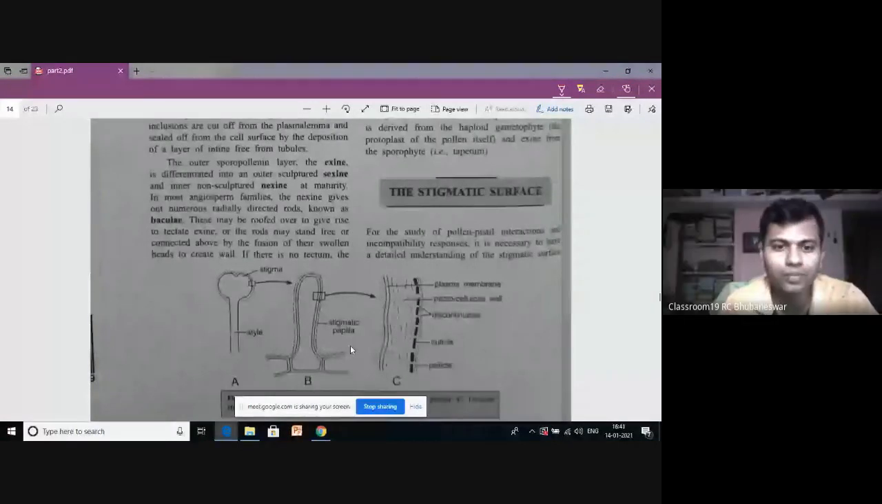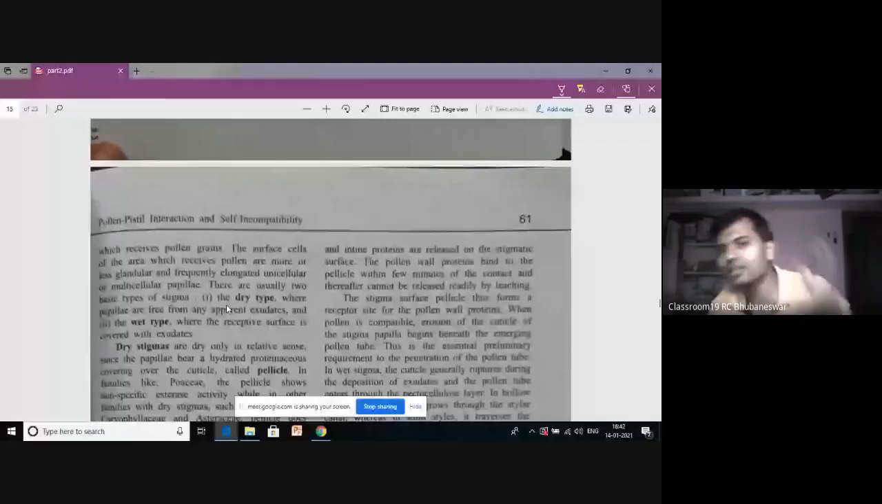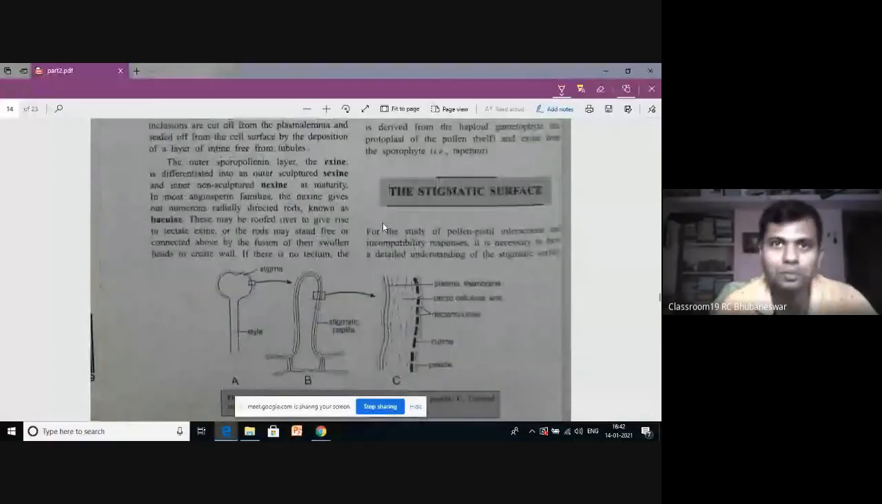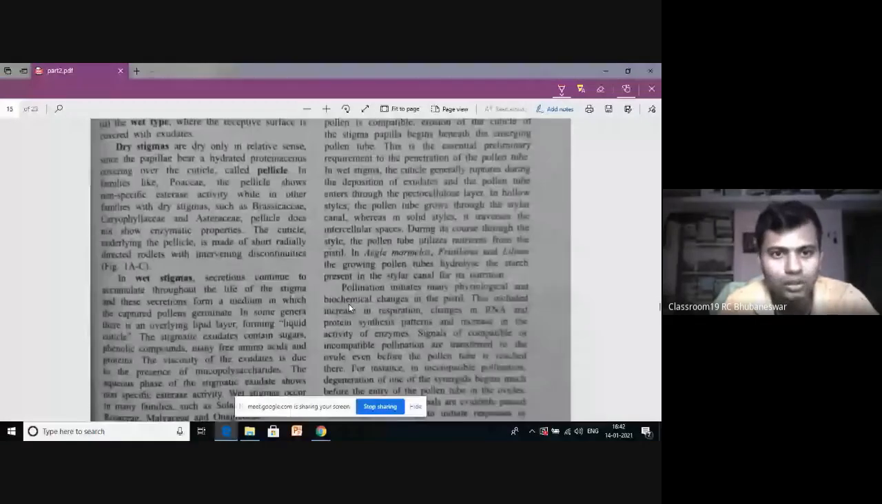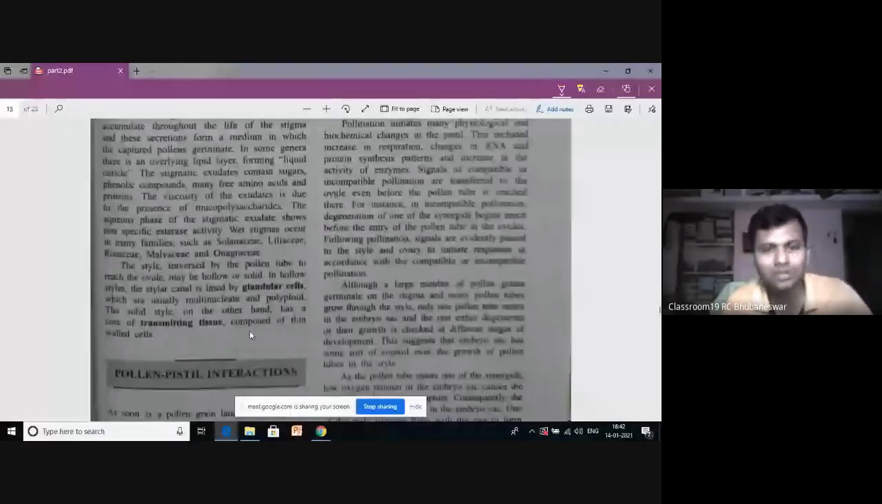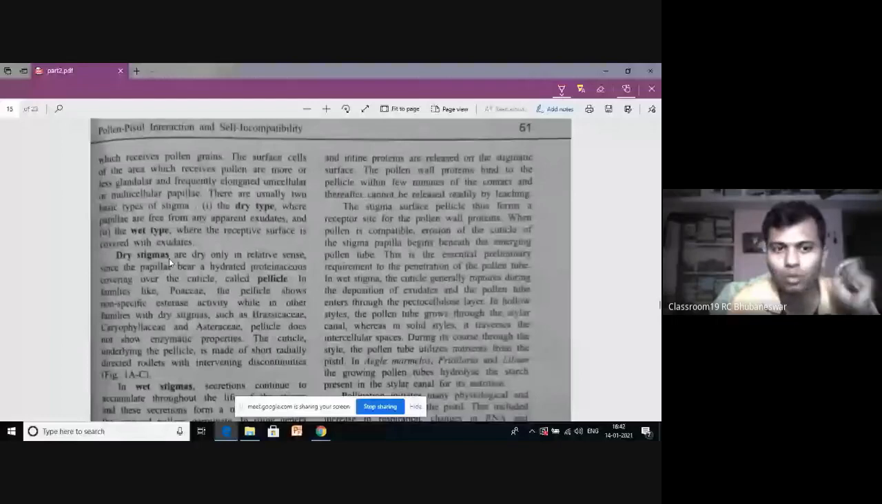And then look at here, and we are having many causes for that. Then there is the physiological basis of self incompatibility and the genetic basis of self incompatibility. First we discuss the genetic basis of self incompatibility. The stigma is always there, and it is of two types, dry type and wet type. In the dry type there is no stigmatic fluid, and in the wet type stigmatic fluid is present.